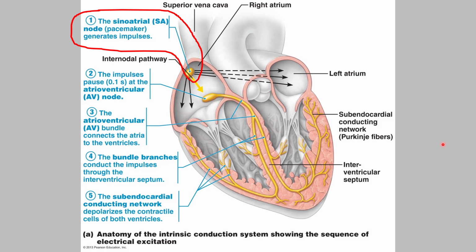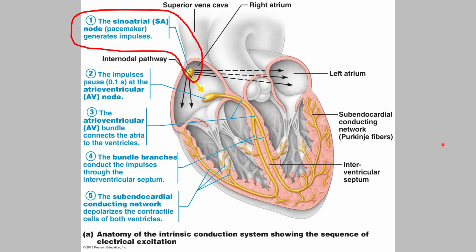But before we move on, I do want to point out, if something were to happen and the SA node were not functional anymore, the AV node is capable of generating action potentials on its own. If something were to happen to the AV node, the bundle of His can generate action potentials. So can the bundle branches. So can the Purkinje fibers. They're all capable of generating action potentials.